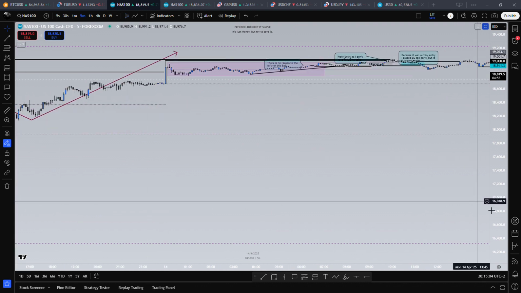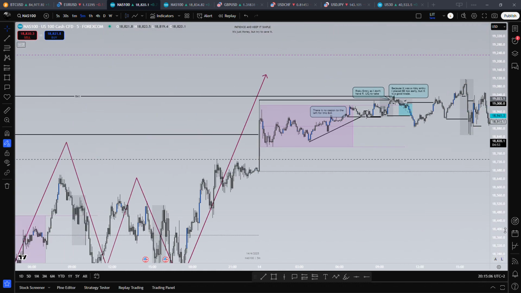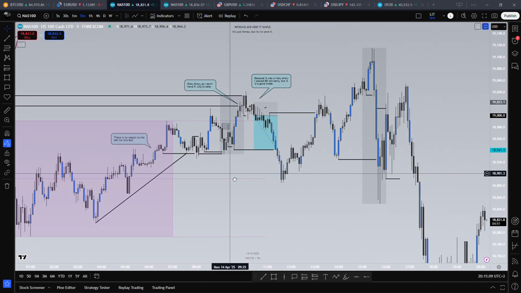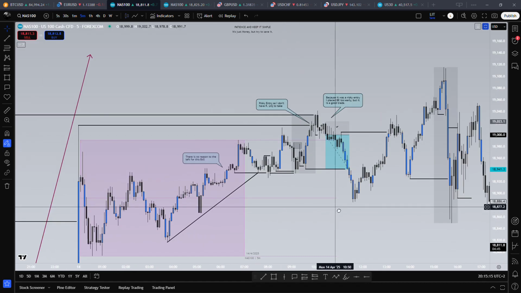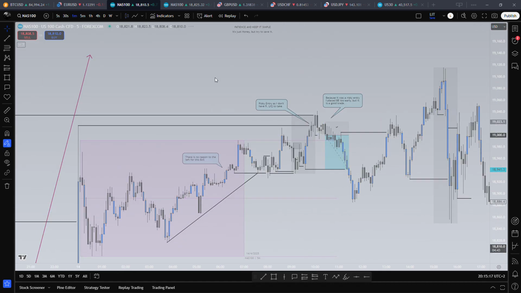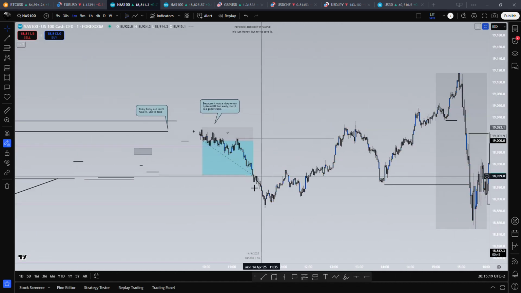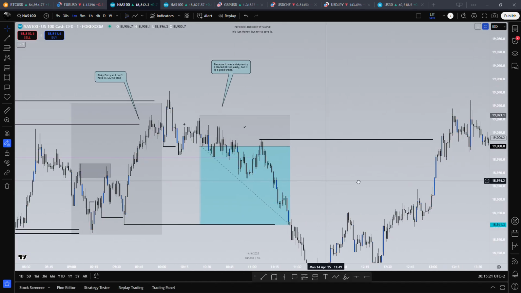Then here we had this break of structure, which is not pretty clear on M5, but it is a break of structure, as you would see here on M1.